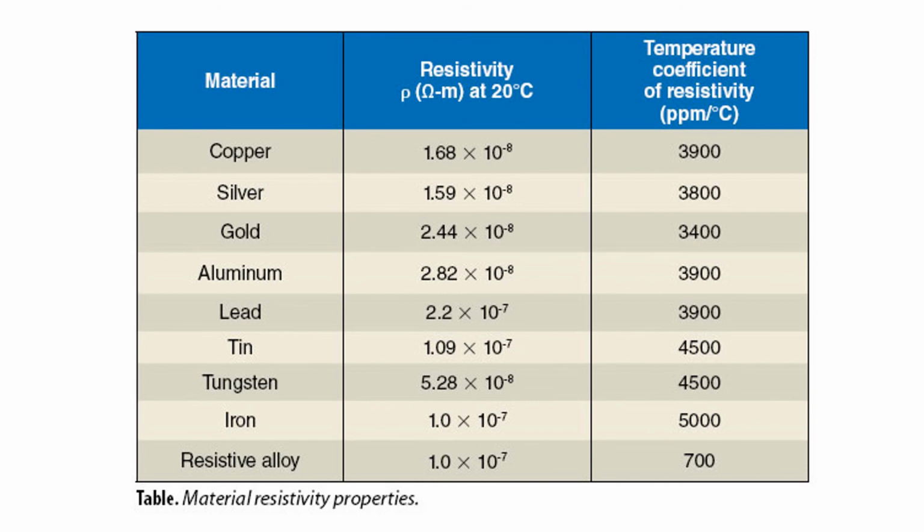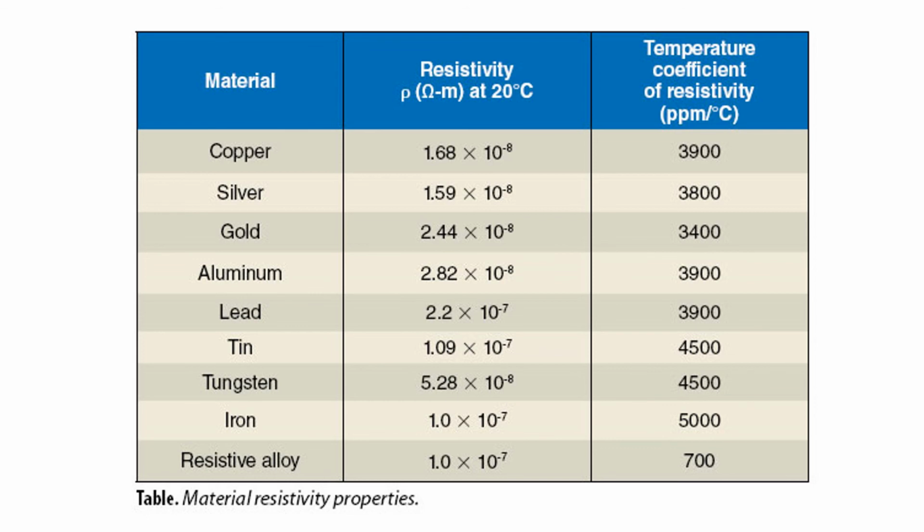Here is a table of typical resistivities. They're all metals. Usually you would just be measuring metals. If it was non-metals, then the resistivity would be much, much higher. You can see these numbers are very small. They're all 10 to the minus 8 or 10 to the minus 7, meaning that they're very good conductors, or that they have a very low resistance.